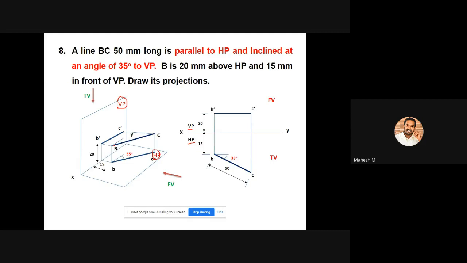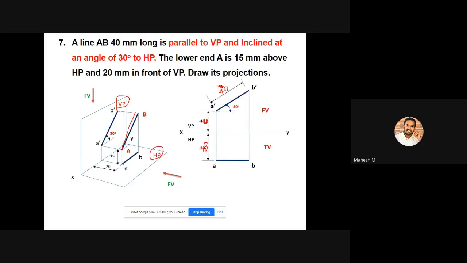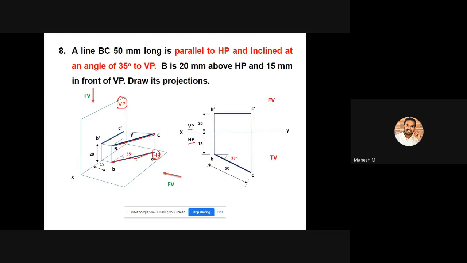So here it is, the line is inclined to VP. The condition is different. So the line is like this. You will be getting the inclined line on the horizontal plane. In our previous condition, you will be getting a horizontal line on the horizontal plane. Okay, so it is totally different. Okay, is it clear? Yes, sir. Clear, sir.